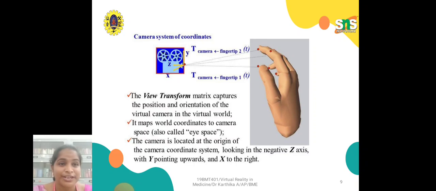See here the view transform matrix. It captures the position and orientation of the virtual camera in this VR world, and it maps the world coordinates to camera space, called eye space. The camera is located at the origin of the camera coordinate system and looking in the negative Z axis, with Y pointing upwards and X to the right. See camera system of coordinates X, Y, Z, and T camera fingertip 2 of T and T camera fingertip 1 of T. See the view transformation.